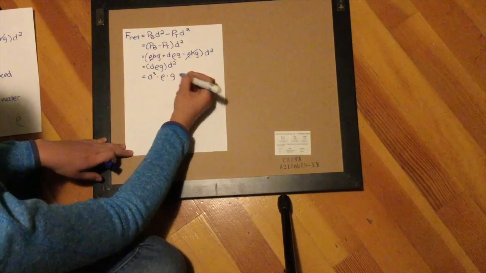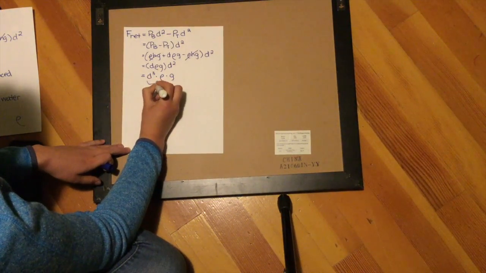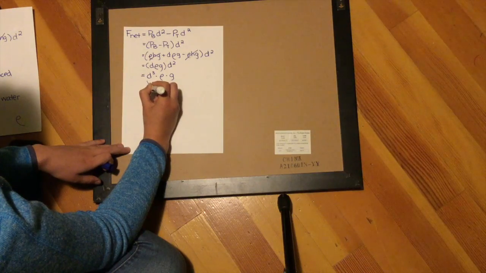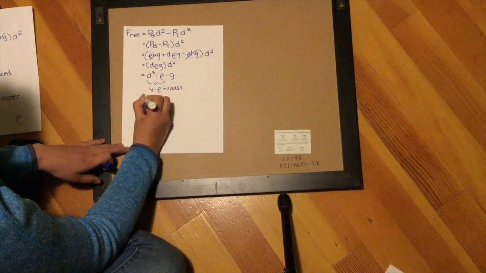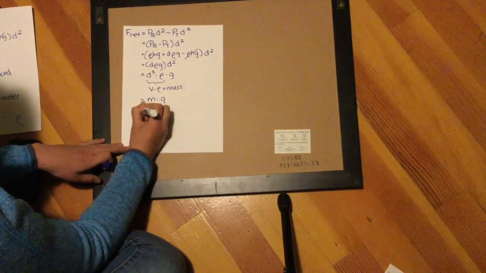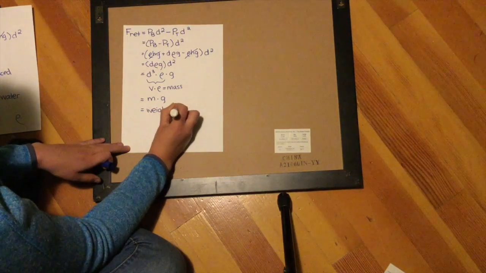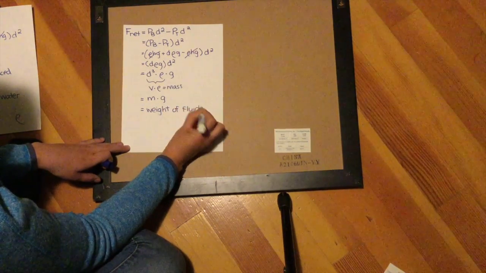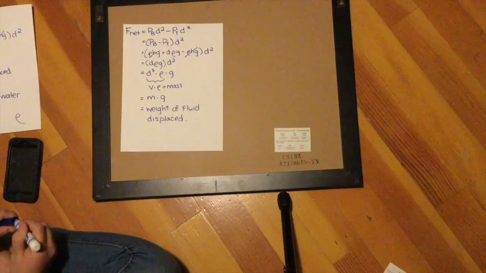So we find that the distance cubed, which is the volume, times density times gravity is equal to the force of buoyancy. So the volume times the density is of course equal to the mass, meaning that the mass of the fluid displaced times gravity is the force of buoyancy, which is of course the weight of the fluid displaced.